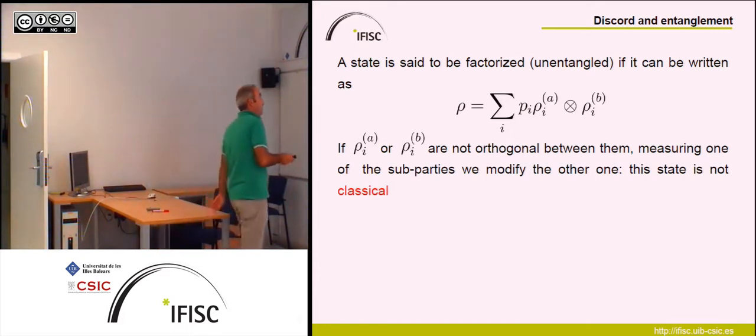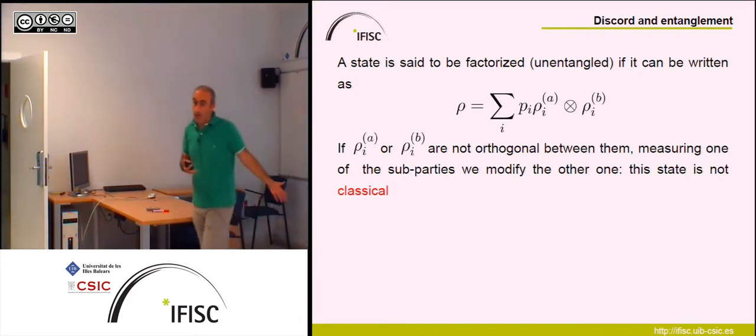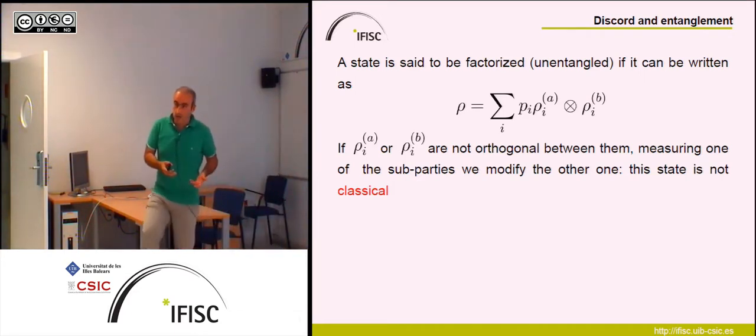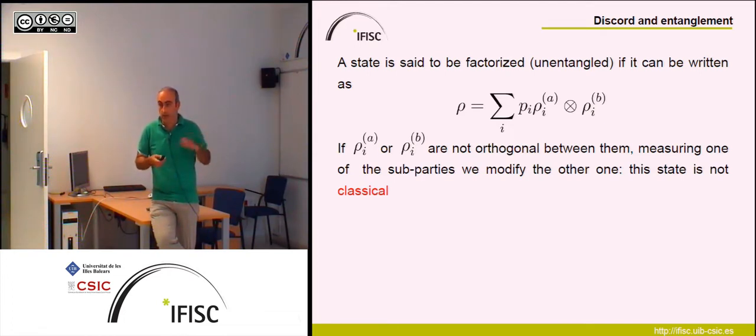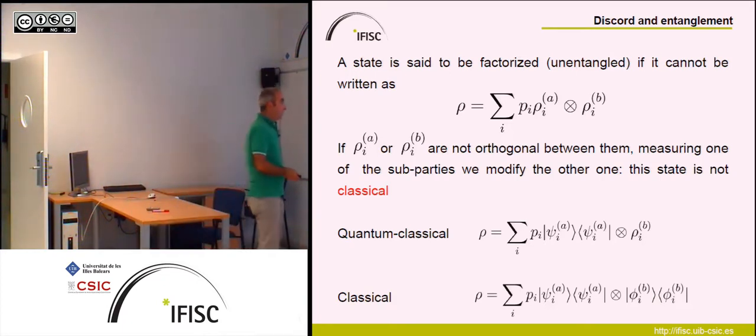Actually, if the rho_i^A or rho_i^B are not orthogonal with each other, if you measure one of the parties, you disturb the whole system. Then it means that the state cannot be considered as a classical state. In classical physics, you cannot disturb a system by measuring another one. So the paradigm of classical state should be recast in this form.